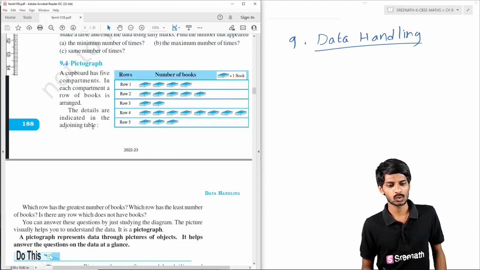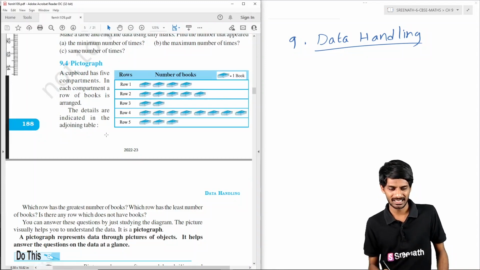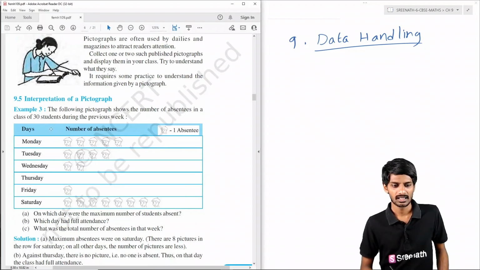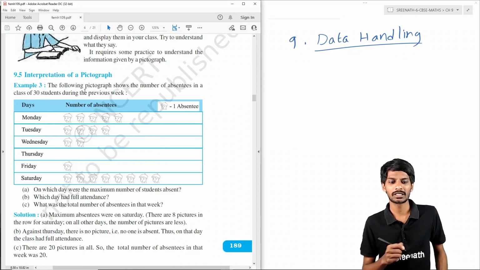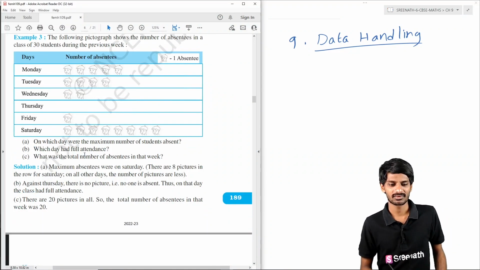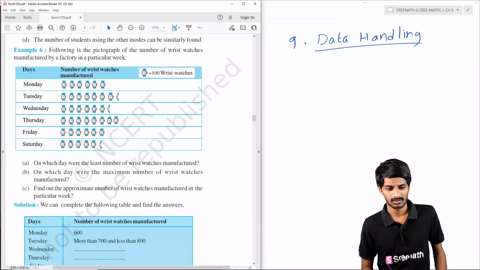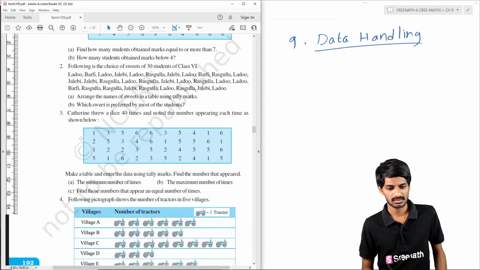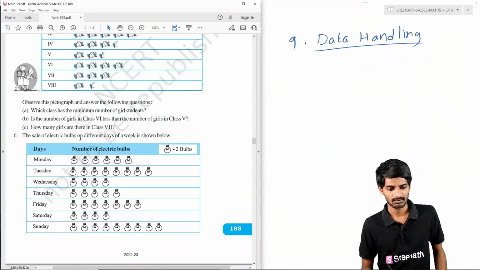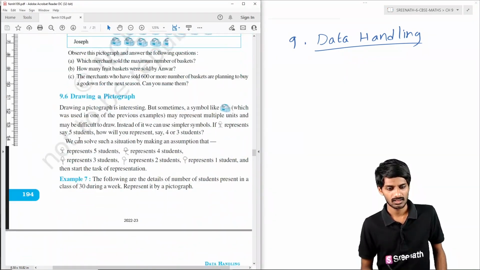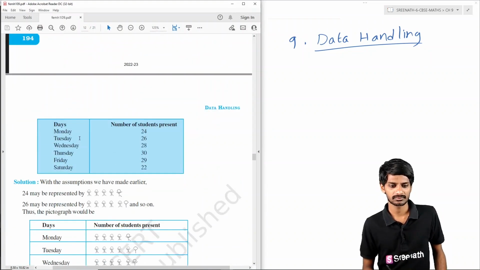Next thing is pictograph. What does a pictograph really mean? Next thing is interpretation of a pictograph. How you will interpret a pictograph. Next thing is drawing a pictograph.